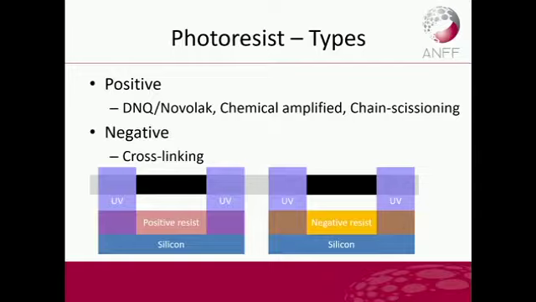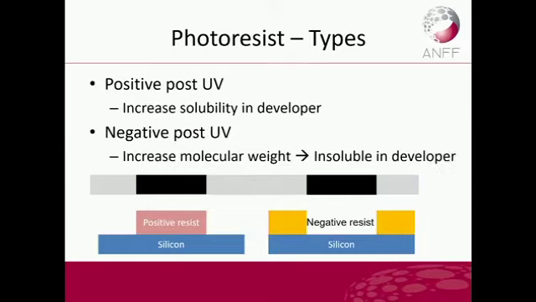In terms of negative resist, you're doing the opposite. You start with small chains of polymers. After UV radiation, you start to initiate a process that in the end increases the molecular weight of the product, which makes it insoluble in a developer. So again, this is all about a solubility switch.